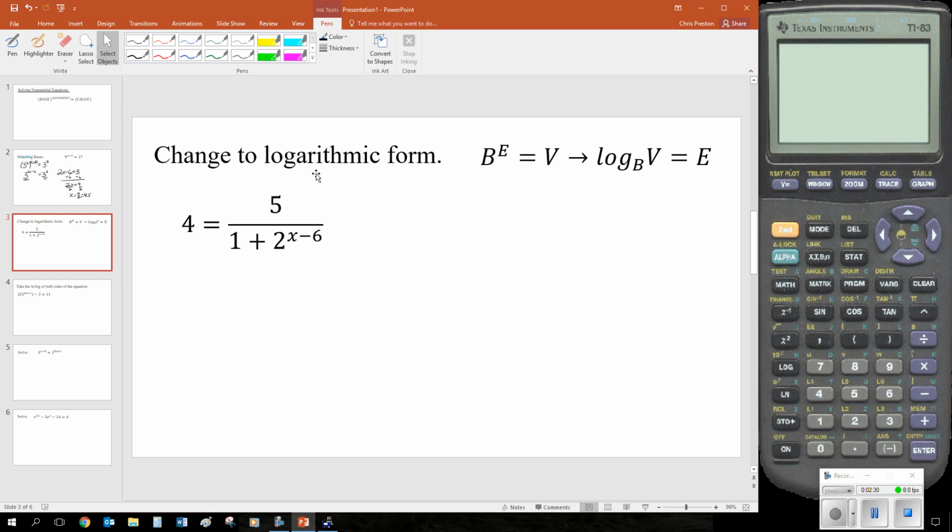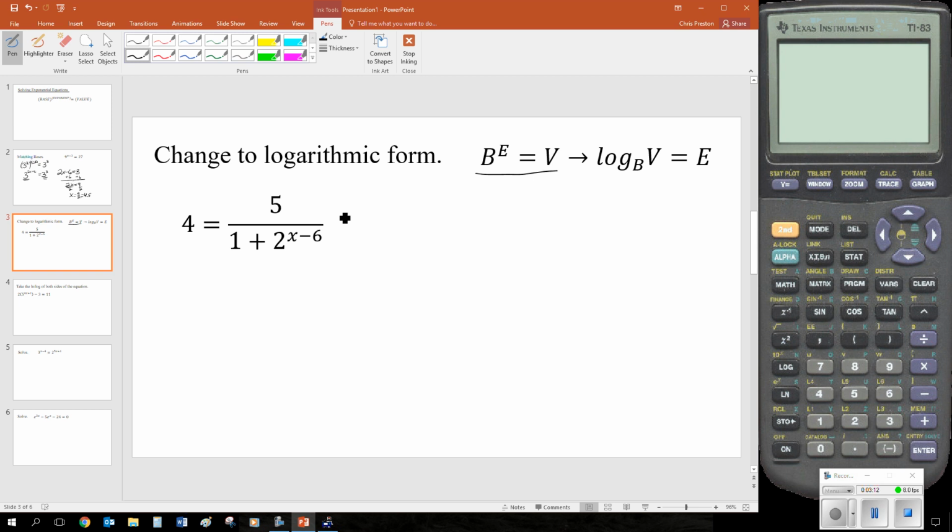A second way of doing this is to change something from this exponential form, this base exponent equals value setup, into the logarithmic version of that: log base the base of the value equals the exponent. Before you can do that, you have to start by getting it in this first format. So here I have a problem, and what I need to do is get this 2 to the x minus 6 alone before I can switch formats. I'm going to have to do some algebraic manipulation before switching to the logarithmic form.